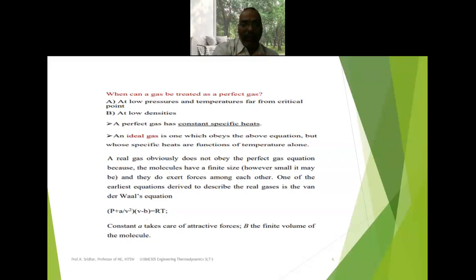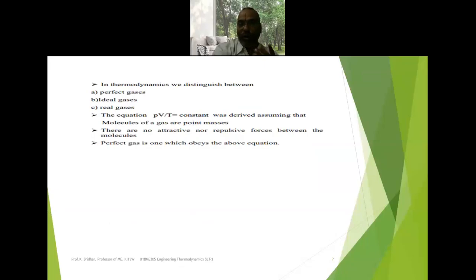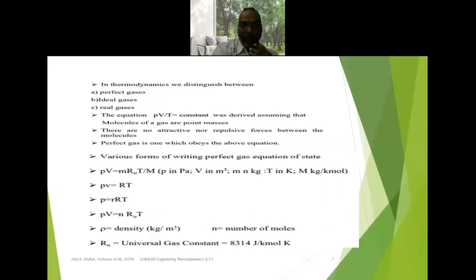So a is nothing but the forces of cohesion or repulsion, the forces of cohesion or repulsion. And b is nothing but the co-volume. That is, it basically compensates for the volume occupied by the individual gaseous molecules. The same thing we have written. PV is equivalent to nRT, that is the ideal gas equation of state.